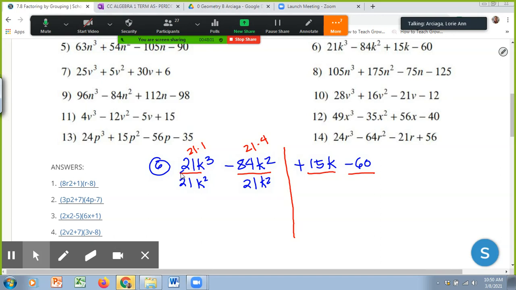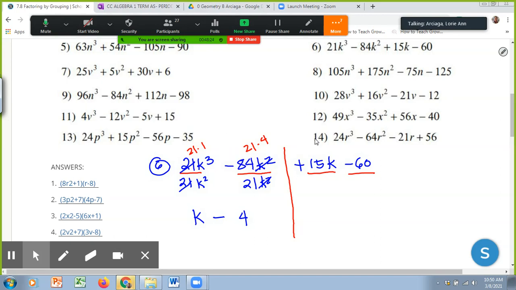So 21 divided by 21 is just 1. k^3 over k^2 will just become 1k. Minus 84 divided by 21 is 4. And then k^2 divided by k^2, no more k. Okay, now does 15 go into 60?